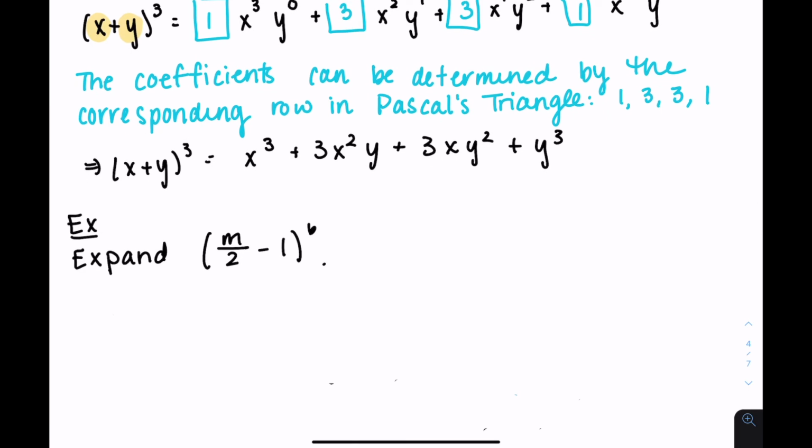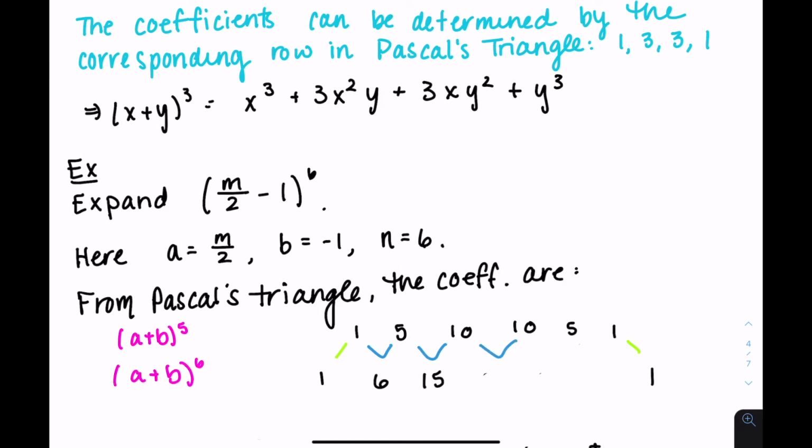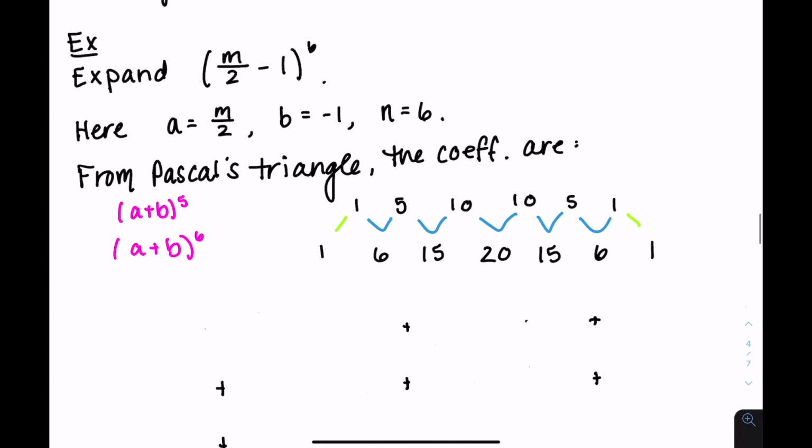Let's expand (m/2 - 1) to the 6th. So here, your value of a is m over 2, b is equal to -1, and n is equal to 6. So from Pascal's triangle, we can figure out the coefficients. So we already know the row (a + b) to the 5th, which was 1, 5, 10, 10, 5, 1, if you go back and look at the triangle. So to get that next row, you just bring the 1 down on each end, add together, add together, add together, together, together. So these are your coefficients.